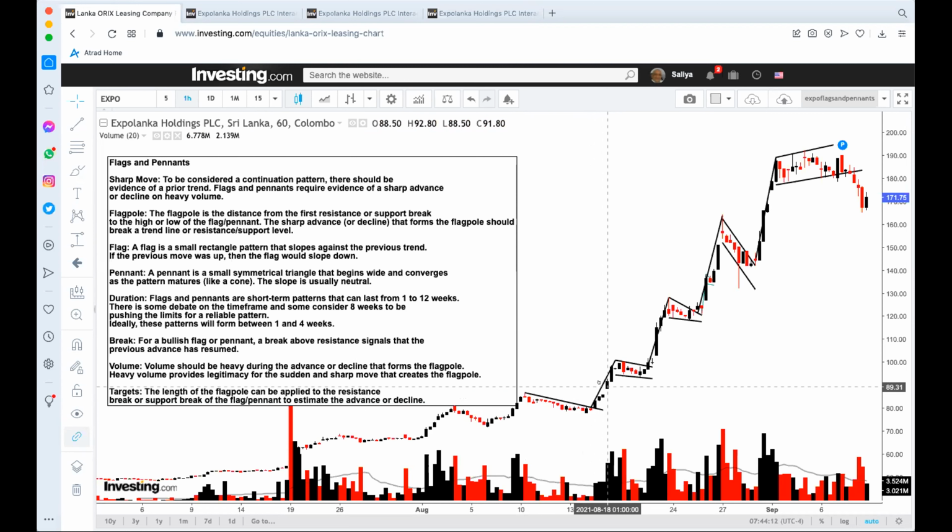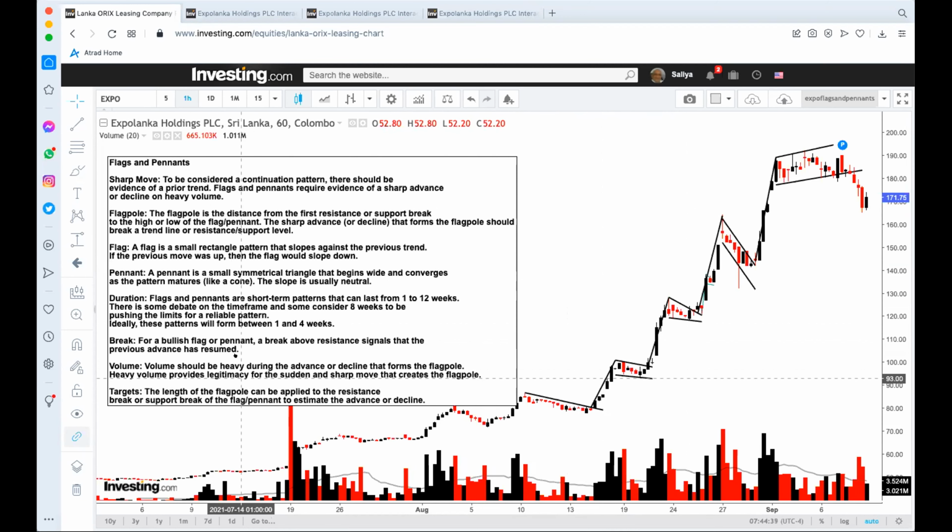So when this aggressive move takes place, this becomes the pole. Then the sideways movement, we can measure or analyze. And if it is almost like a channel, it is known as a flag. If it is a triangle formation, it is known as a pennant, right? So that's basically what it means. Then the projection, or rather the target.